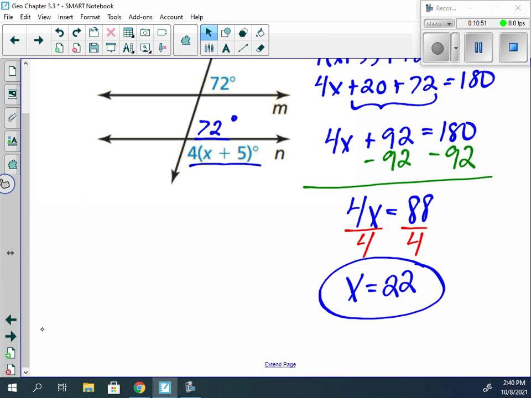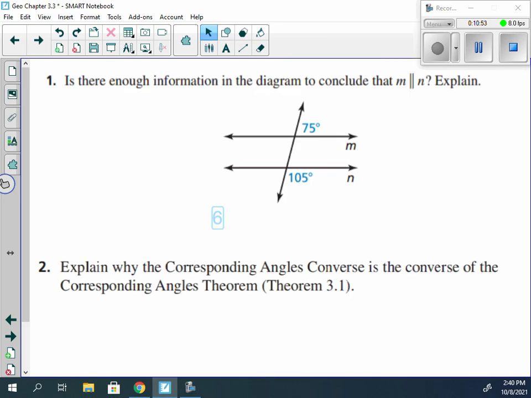Let's put the Chromebook away. Let's look at this one here. Is there enough information to say that the two lines are parallel? So far, the only theorem that we know for sure about proving the two lines are parallel is our corresponding angle theorem, yes? So we know that that angle is 75. Well, this is 105, yes? Two angles that make a straight line add together to be 180.